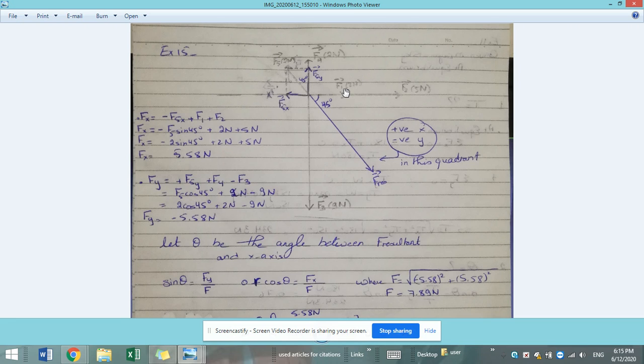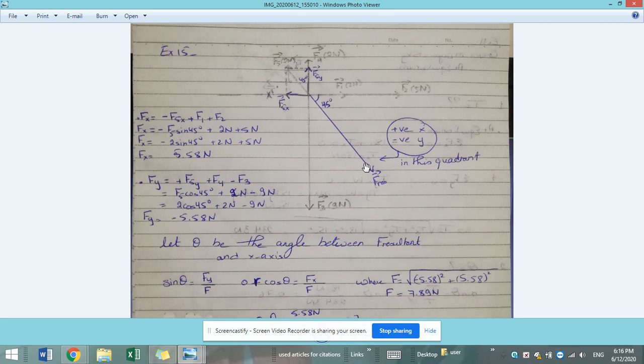The first quadrant, positive x, positive y. In the second quadrant, negative x, positive y. In the third quadrant, negative x, negative y. In the fourth quadrant, positive x, negative y. So that's why we expected the force vector to be in this quadrant.